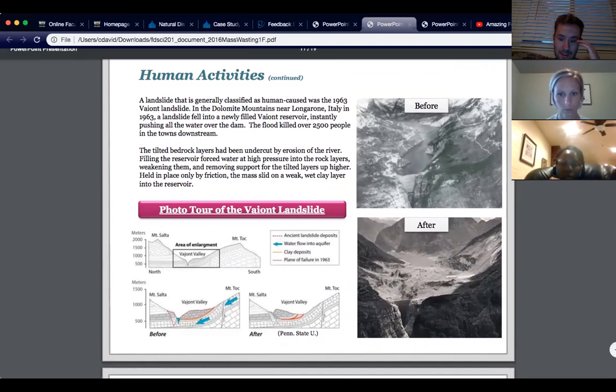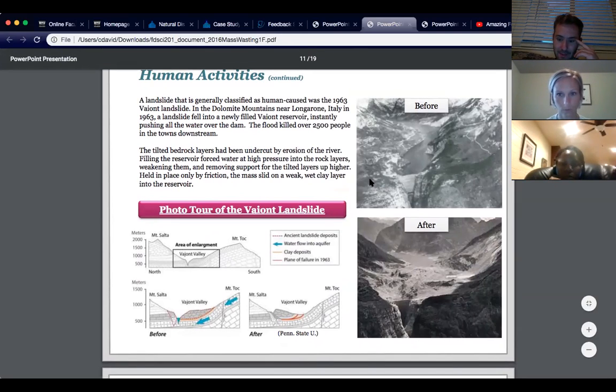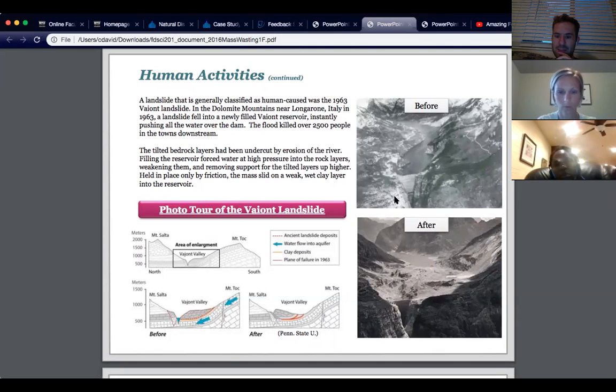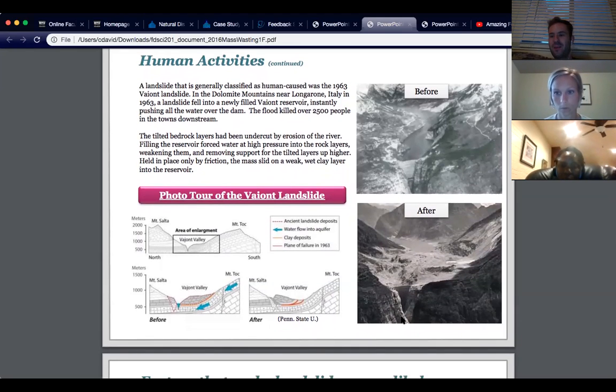I think this is a picture of the Vajont Dam, which is another case study where there was a dam that changed kind of how the water flowed through, and it weakened the sides of the walls, and there was a landslide into the dam, which caused water to overflow the dam. You can see that right here. So that's an example of a not man-made landslide, but a landslide triggered by man, unintentionally.